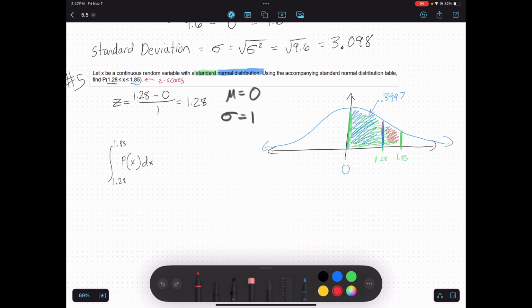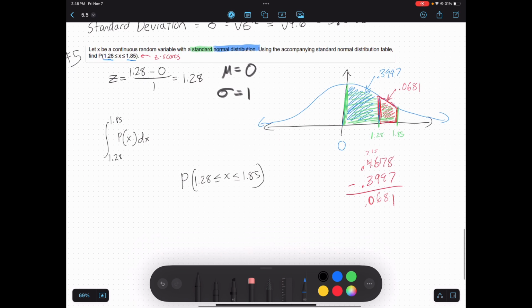So how do I use those 2 areas to find this area? Turns out I can just use subtraction. I can take that 0.4678, the bigger area, and subtract the smaller area to get the area in between. And I get 0.0681. So that right there is the area between the 2 z-scores.